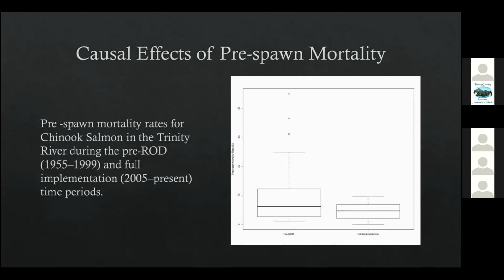In addition, 4 years from the 1980s and one from the 1990s emerged as outliers where annual pre-spawn mortality rates were disproportionately greater. When we compared the mean and variance of annual pre-spawn mortality rates between the two time periods using the non-parametric Mann-Whitney U test and Brown-Forsythe tests, they revealed no significant difference between the pre-ROD and full implementation time periods. That leads us to believe that other factors such as water temperature and run size more likely influence pre-spawn mortality.